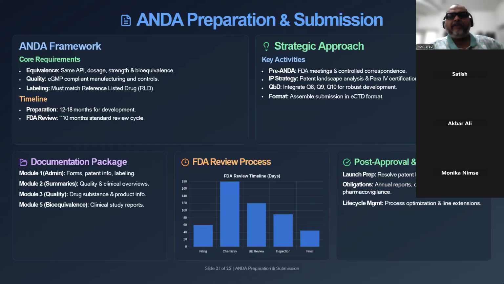So we have completed this, up to the BE study. Now this is somewhat a regulatory part, where ANDA preparation and submission. Right now I'm taking it only for the US market, but moving forward we will discuss different types of dossiers, how a dossier will differ from the US market to the UK market to the Europe market or ROW market. We will discuss this one by one when we go ahead.